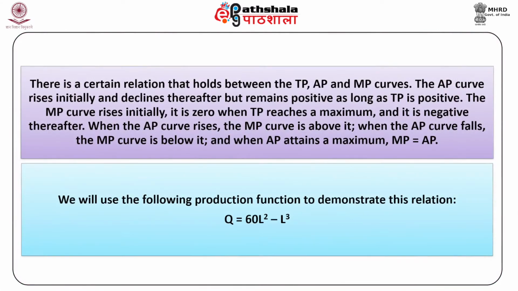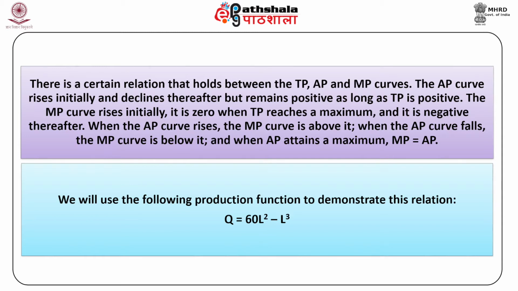From the discussion below, you will see that there is a certain relation that holds between TP, AP and MP curves. The AP curve rises initially and declines thereafter, but remains positive as long as TP is positive. The MP curve rises initially, it is 0 when TP reaches a maximum, and it is negative thereafter. When the AP curve rises, the MP curve is above it. When the AP curve falls, the MP curve is below it. And when AP attains a maximum, MP is equal to AP.